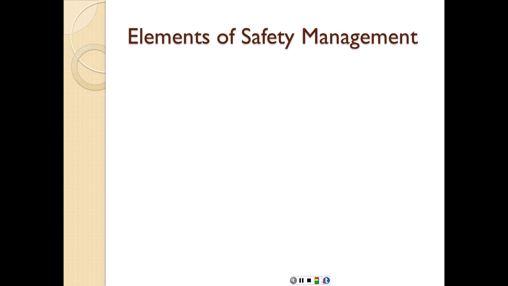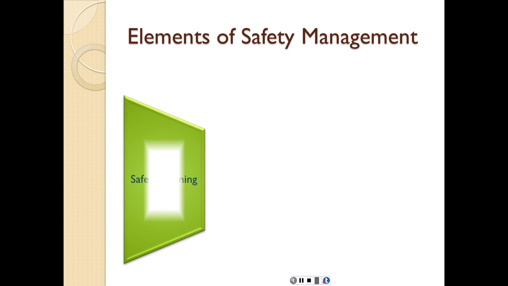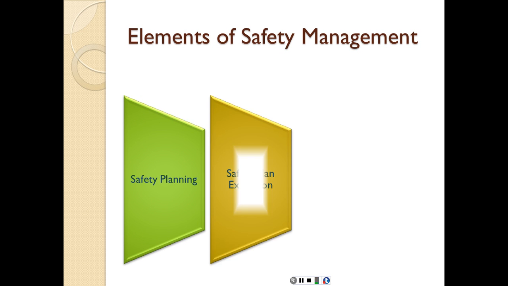Looking at the elements of safety management, we're going to recognize three primary steps involved in a safety management program. The first one is safety planning. How to plan for safety, because if we do not plan for it, it's not going to occur by itself. And then once we have a good plan, the following step is how to implement and execute that plan to make sure that we are complying with that plan. So safety plan execution is the second step.